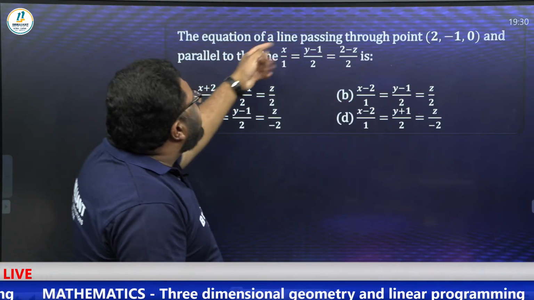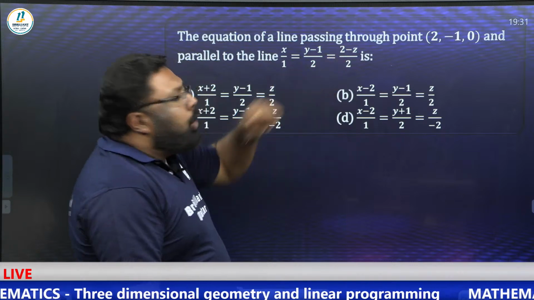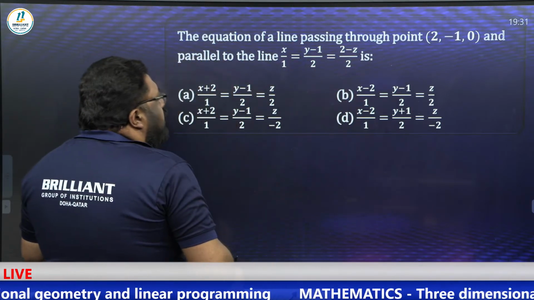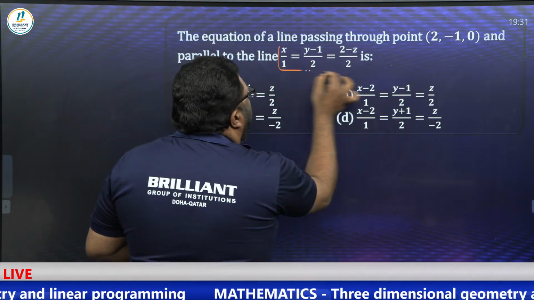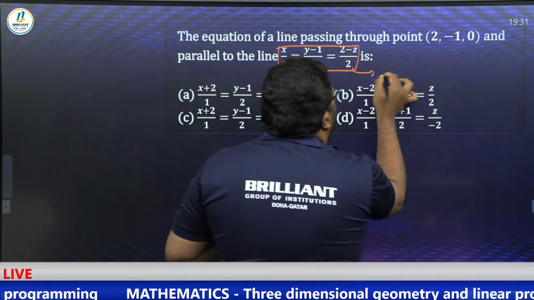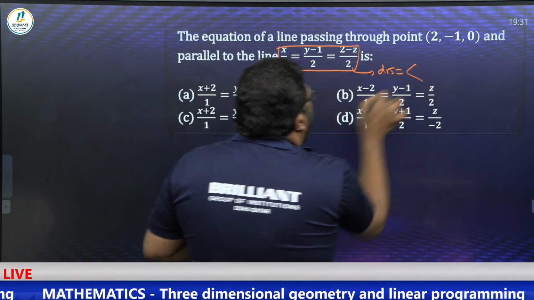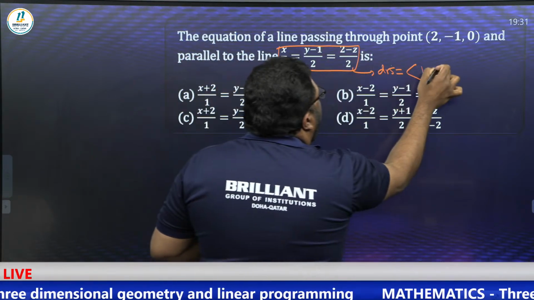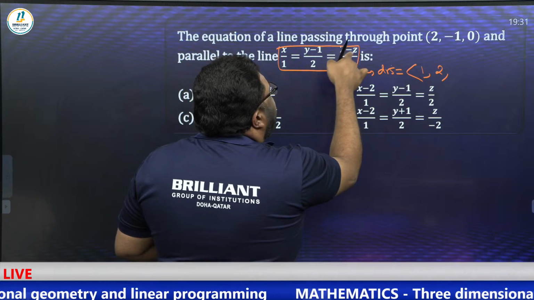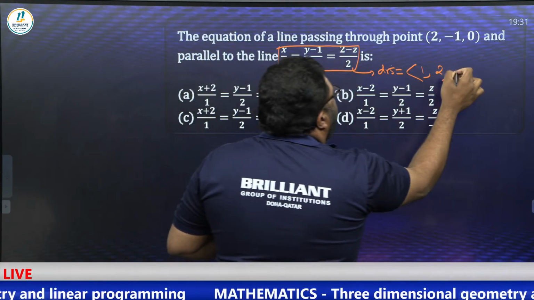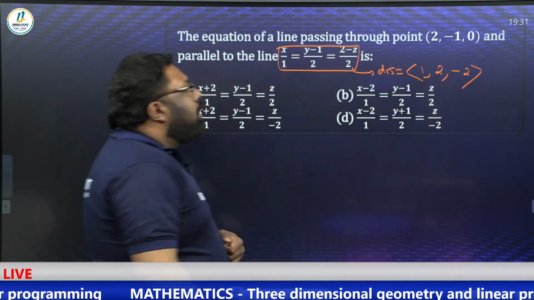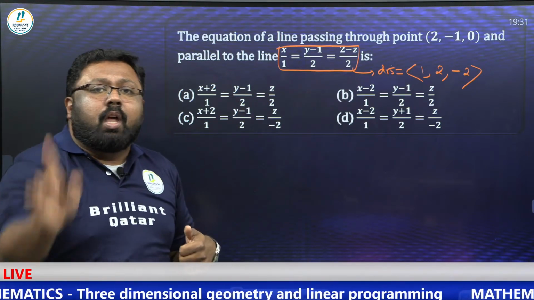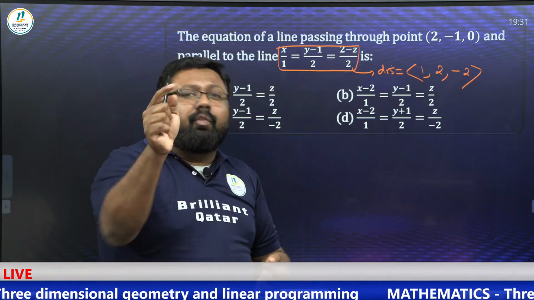The equation of a line passing through the point (2, minus 1, 0) and parallel to this line. If it is parallel to this line, I should know the direction ratios of this line. The direction ratios: x by 1, correct. y minus 1 by 2, correct. Oh, this is not the standard form. You have to make it standard, so it becomes minus 2, my dear sir. So what are the direction ratios of this line? 1, 2 and minus 2, not 1, 2, 2. That's what I'm saying. Careful.